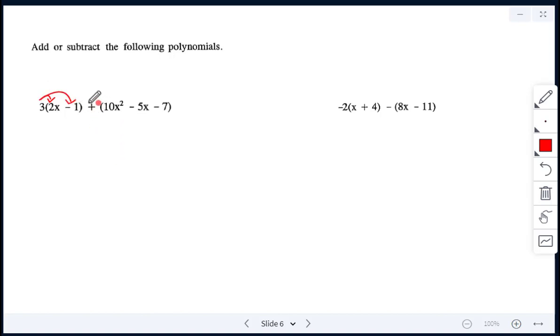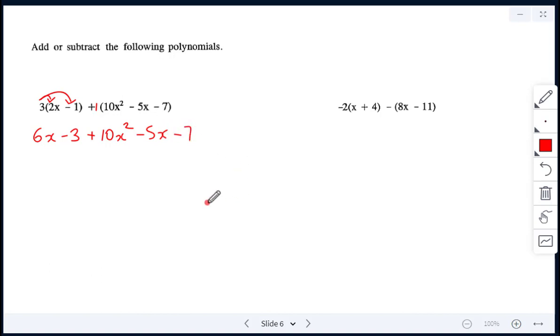Next, we just have a positive here. We assume that's just a positive 1, so nothing will change for the second bracket. All right, so first bracket, 3 times 2x becomes 6x. And then 3 times negative 1 becomes negative 3. So we have 6x minus 3. And then here, we're just going to open up our bracket. So we have plus 10x squared minus 5x, and then minus 7.